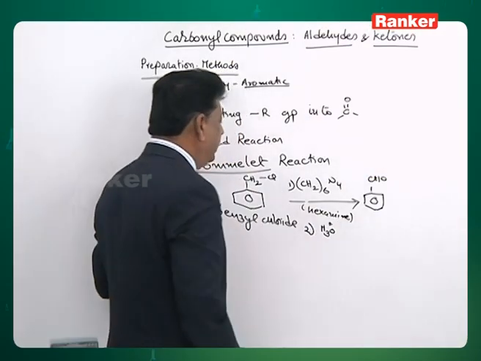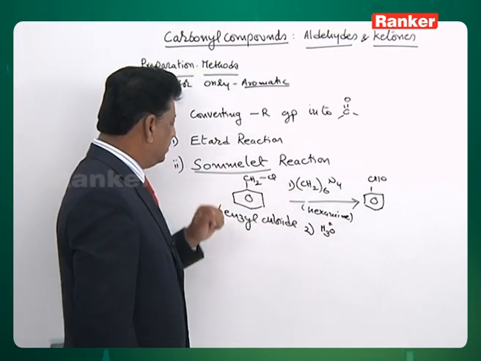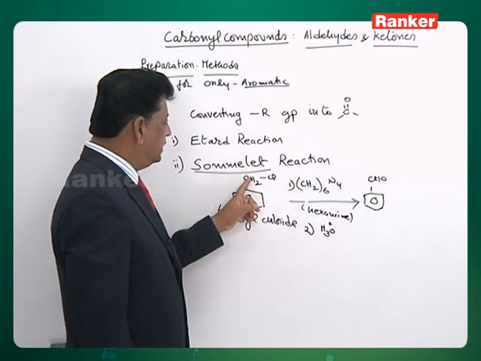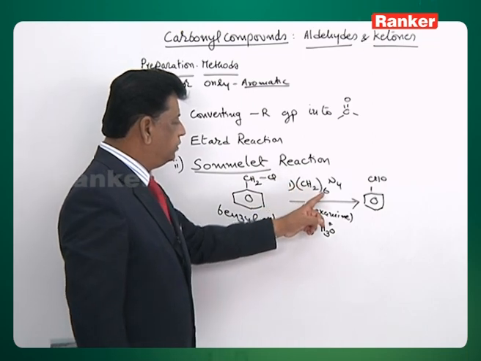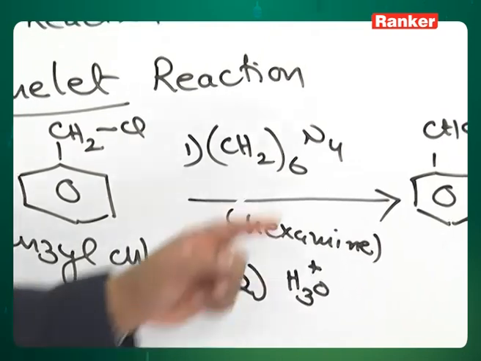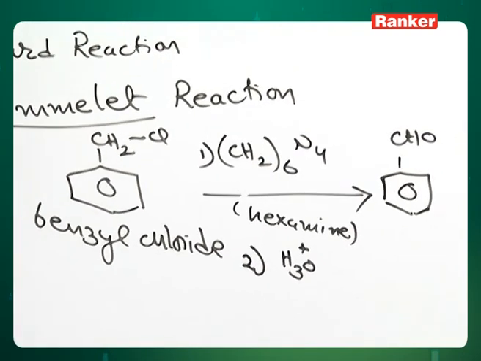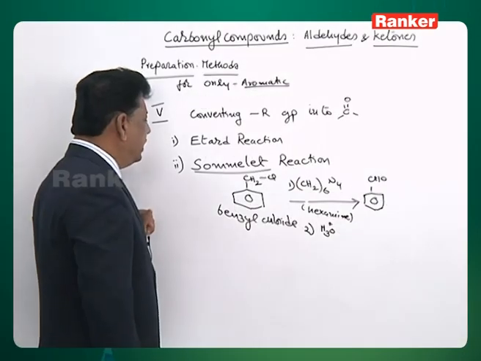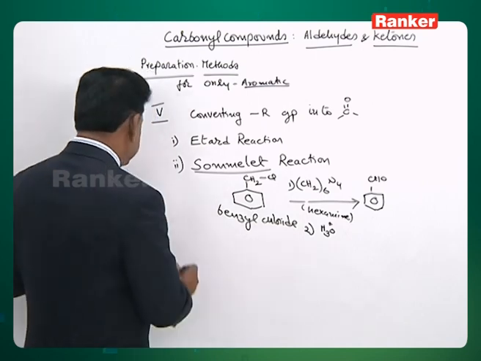First, make it react with this hexamethylene tetramine, you will get benzene CH2 (CH2)6N4, a salt is formed, followed by hydrolysis, which rearranges to give this aldehyde. It is a name reaction called the Sommelet reaction.